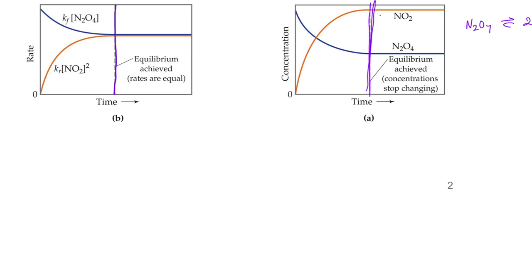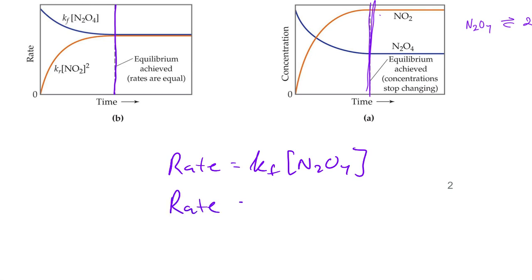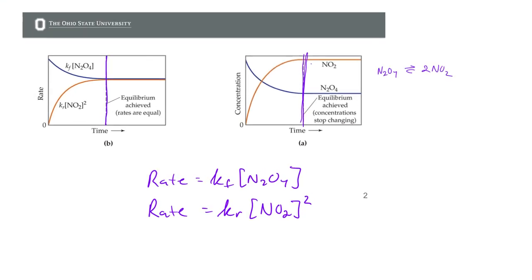So I mentioned that the rates are the same at equilibrium, at dynamic equilibrium. We can write the rate laws for this. For the forward reaction, we have rate equals K sub F times [N2O4], going from N2O4, the reactant, to form NO2. For the reverse reaction, rate equals K sub R [NO2] squared. Well, this is an elementary reaction, I should say that, so we can square this concentration in the rate law.